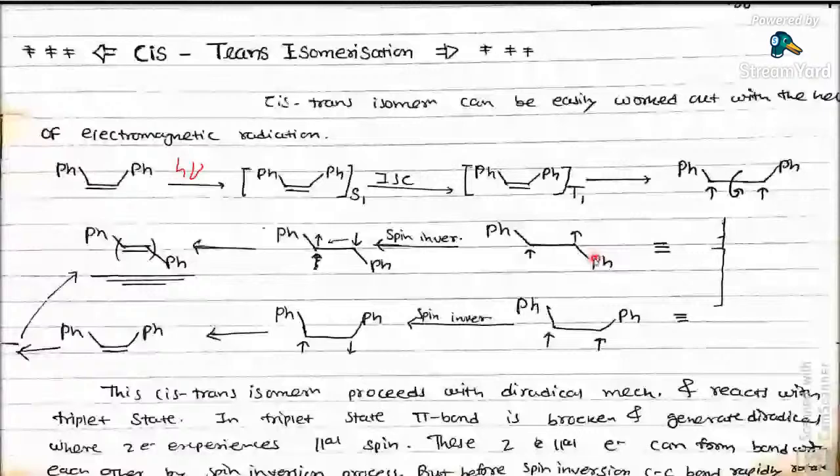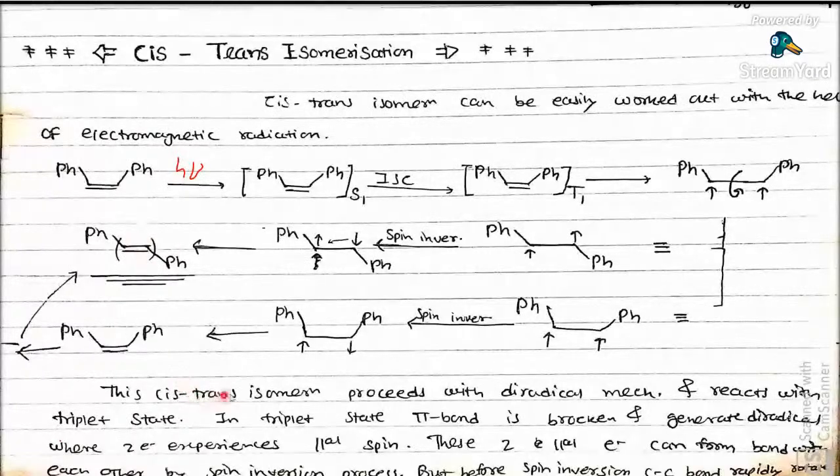Then as these have parallel spins, they have a tendency to undergo spin inversion, and as it stays in the triplet state, it will first undergo spin inversion, as a result of which the spins become anti-parallel to one another, and bond formation occurs. So this cis reactant is converted to the trans product. This is called the cis-trans isomerism reaction. Also, the possibility may be that you will again get the cis product. The cis product which is generated will again undergo the same reaction and give you the trans product.